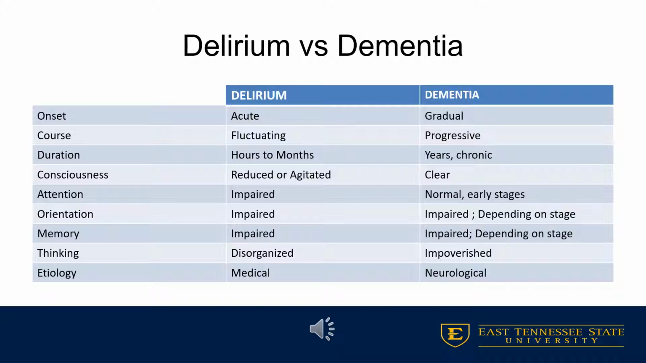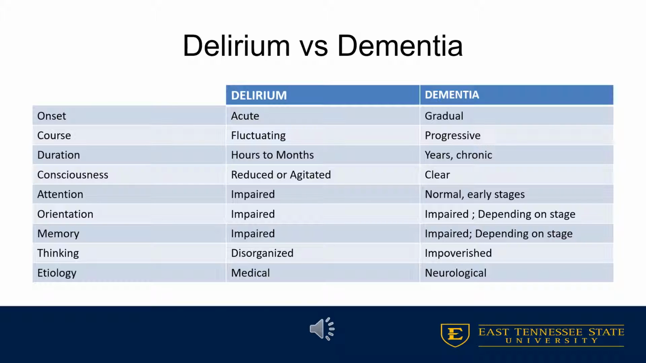And as you can see on the chart, delirium versus dementia, we talked about the onset already. Between the two it is different. The course with delirium, the patient's behaviors may wax and wane, just depending on the cause or the time of day. And with dementia, the course is progressive. The duration, like we talked about before, the difference there is still an acute course. And with consciousness, your patients are going to be reduced or agitated when they have delirium. And in your dementia patients, they're going to have a more clear state of consciousness.